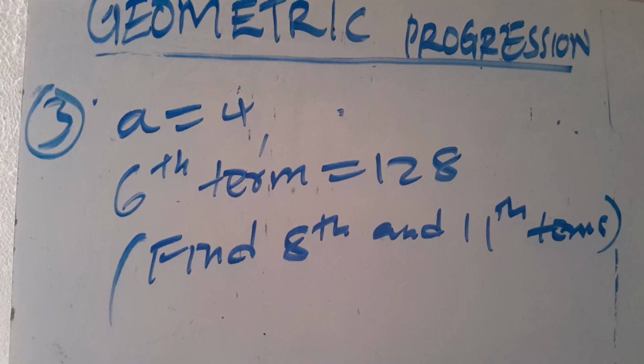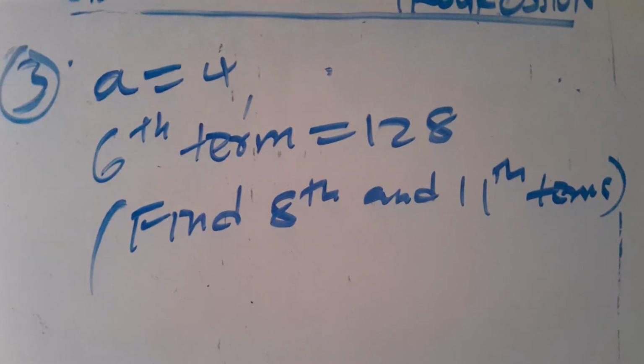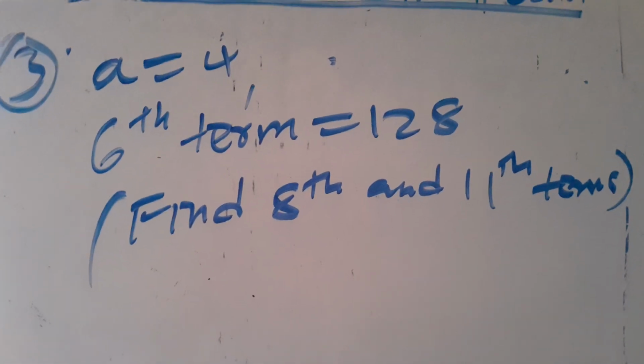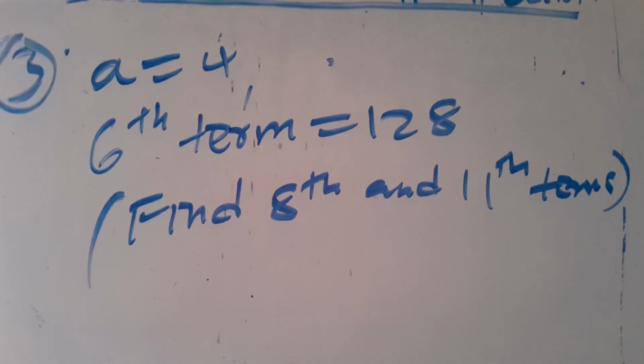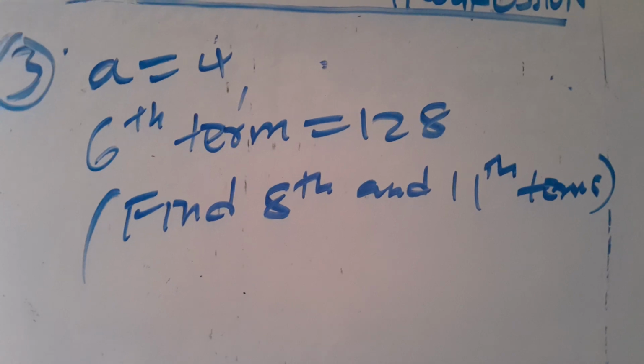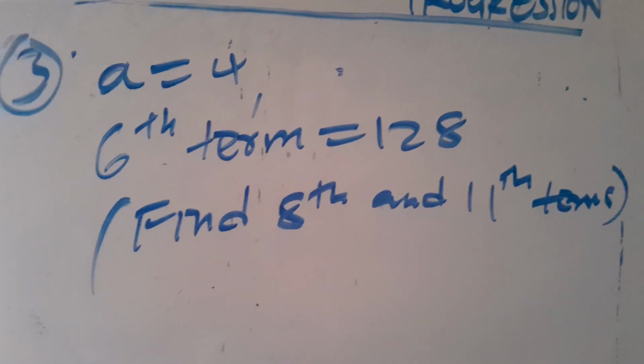Let's have a look at our third example. You can pause the video and try it out. You have been given the first term as 4. You have also been given the sixth term as 128, and then you are asked to find the 8th and the 11th term. Now, what is the formula?